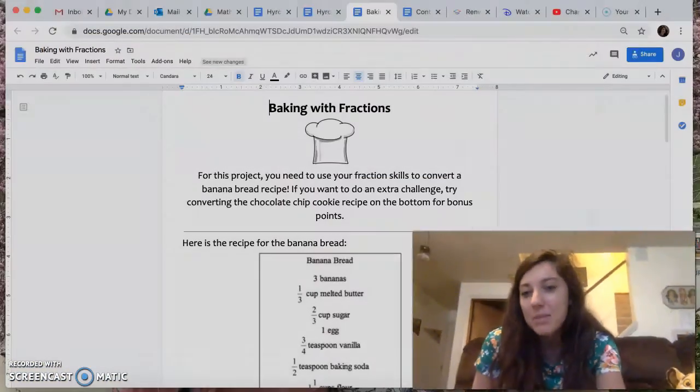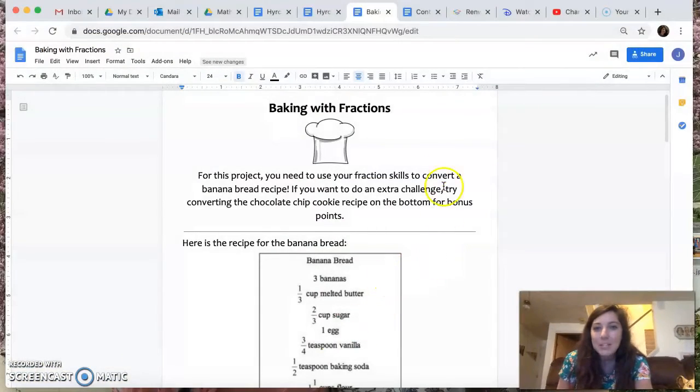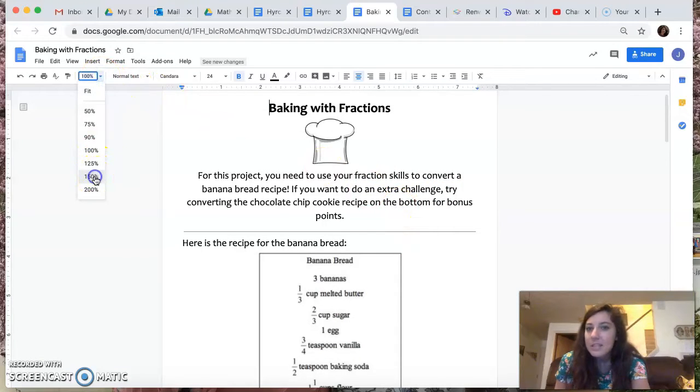Alright, so hopefully you have been able to work on your first project where you plan a dream vacation. Now I'm here to talk to you about your second project for this week, and that is converting a recipe using our fractions. So let me pull up the sheet. So we're taking a look here at baking with fractions. Let me see if I can make this a little bit bigger for you guys.